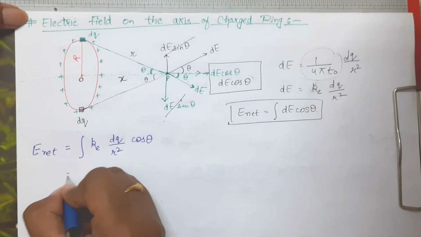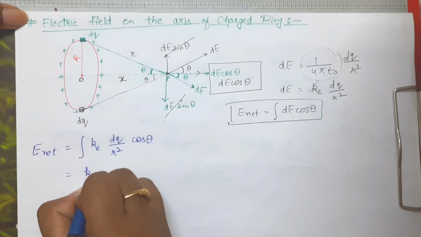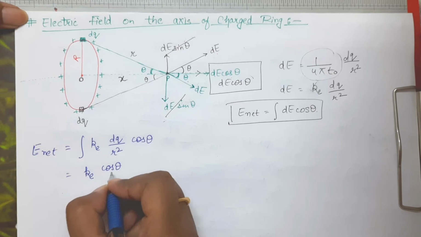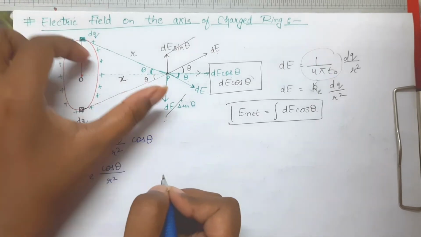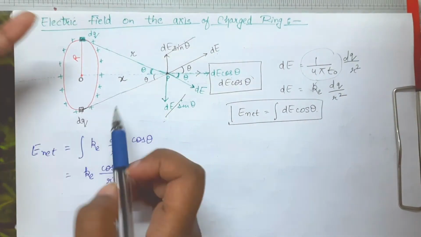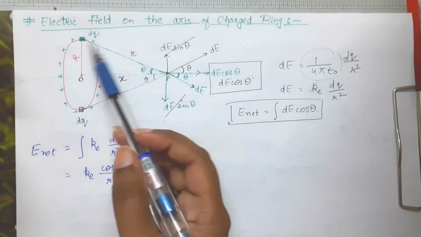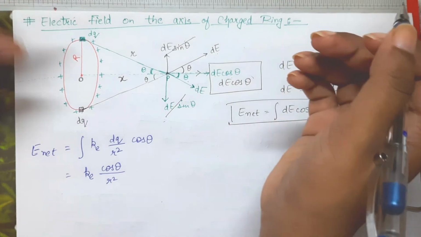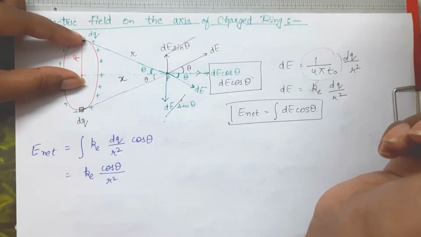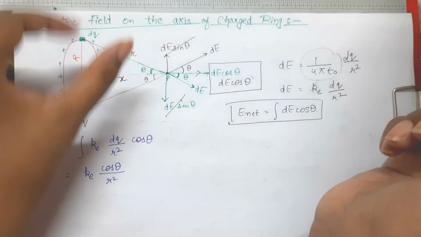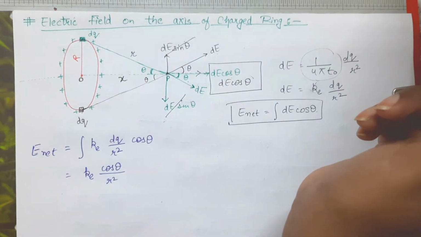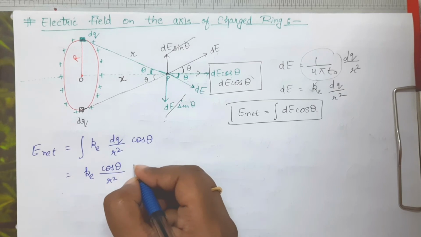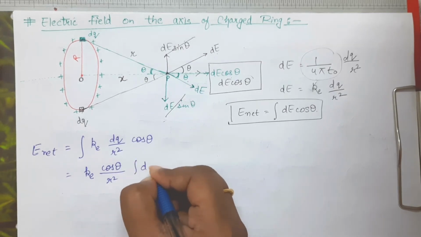Now here KE is constant, cos theta angle is constant, right? This distance r is constant, because this point P is fixed. The ring is fixed, so this distance is also fixed. Actually this r, capital R, this small r, this x, all these distances are fixed, all are constants. So now we are left with integration of dq.